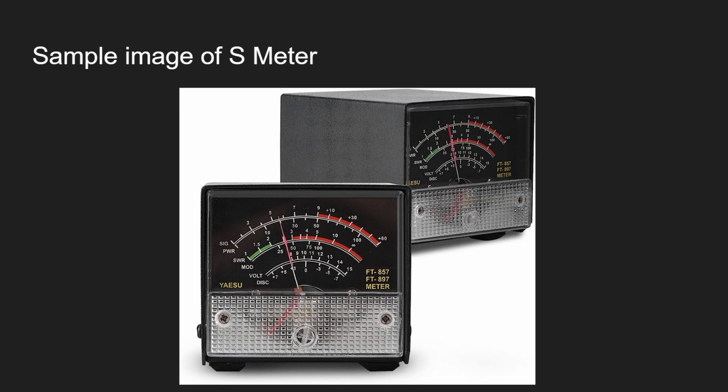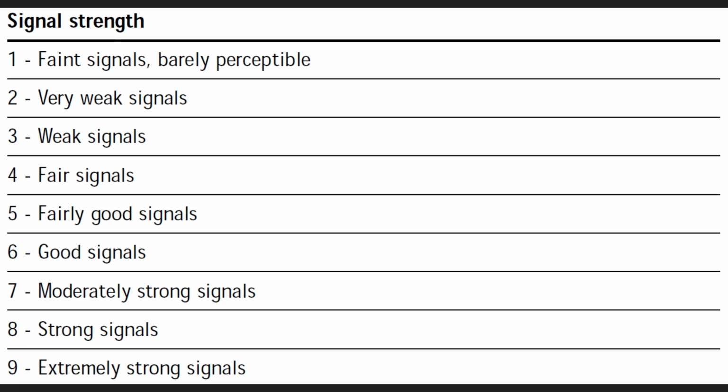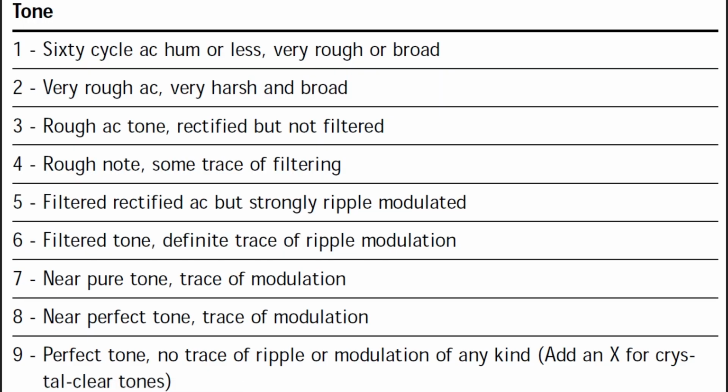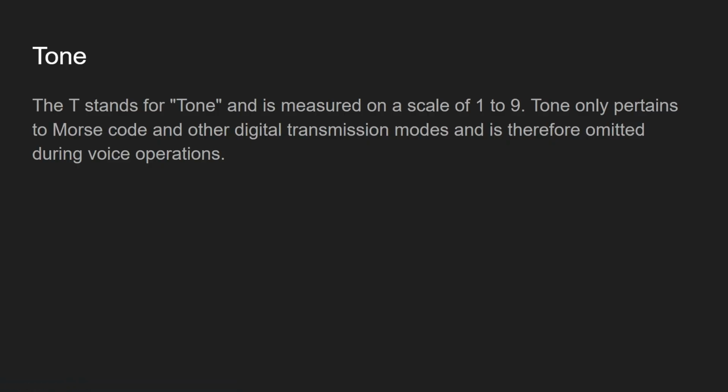Apart from the signal strength, we can see there are different numbers here. 1 is not good, and 9 is the best, an extremely strong signal. Actually there are 2 definitions. This is the modern standard of the RST system. In the past they used a different standard, especially in tone. So, okay, let me talk about the tone first.